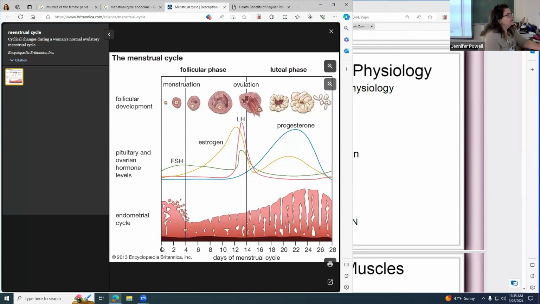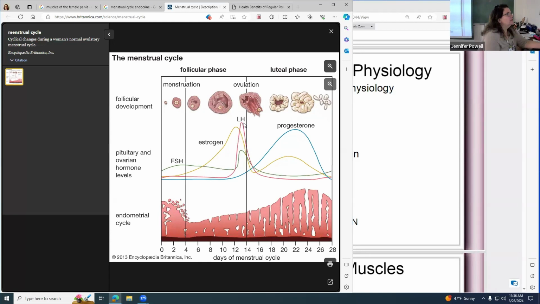So in the early days, day zero being the first day of your period, you have pretty constant levels of FSH. Anybody remember what that is? Follicle stimulating hormone. And estrogen and LH, which is luteinizing hormone, and progesterone. But then by day 4, you start to see a little bit of changes. Your estrogen increases, you start to feel better. And then you've got this kind of rapid drop off, luteinizing hormone peaks.